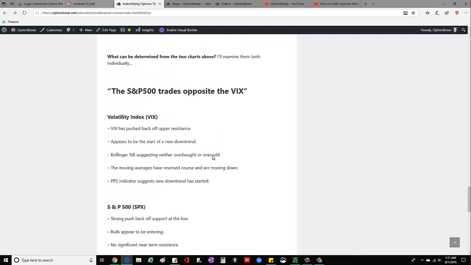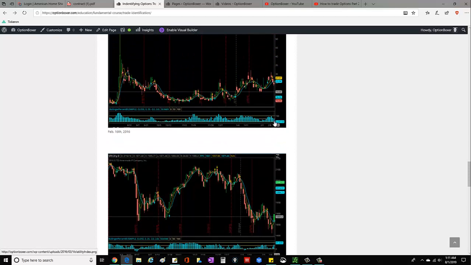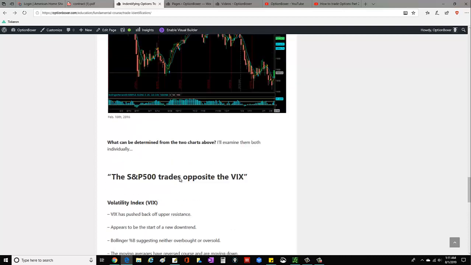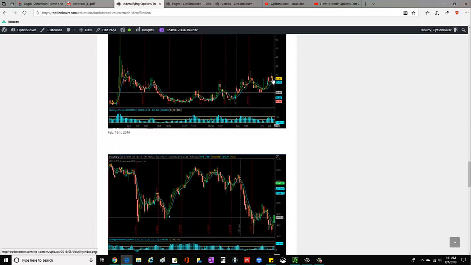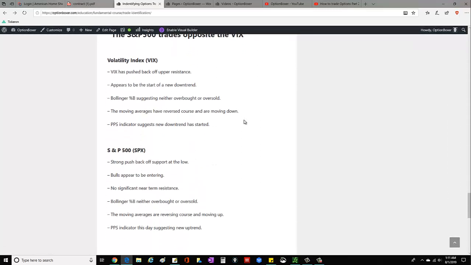Bollinger %B is suggesting neither overbought nor oversold, which you can see here. This bar right here is hovering near the midline, so it's neither overbought nor oversold, which is a good thing. The moving averages have reversed, which I mentioned, and the PPS indicator is suggesting a new downtrend. You can see the arrow there. Last time the arrow did point downward and it did go further down, albeit not by a lot, but we don't need a lot to make profits in the market. You don't need it to move a lot, you just need it to move. And so just know that.